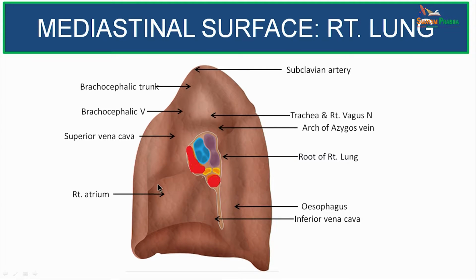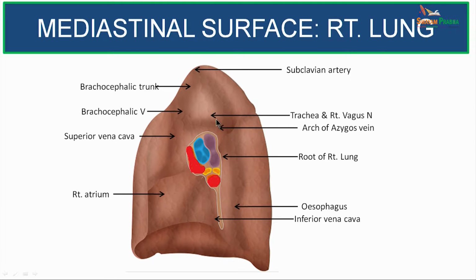Now, at the upper end of the cardiac region, there is a vertical impression, the lower part of which is formed by the superior vena cava and the upper part by the brachiocephalic vein. And posterior to the brachiocephalic vein is the impression formed by the brachiocephalic trunk, and more towards the apex by the subclavian artery.